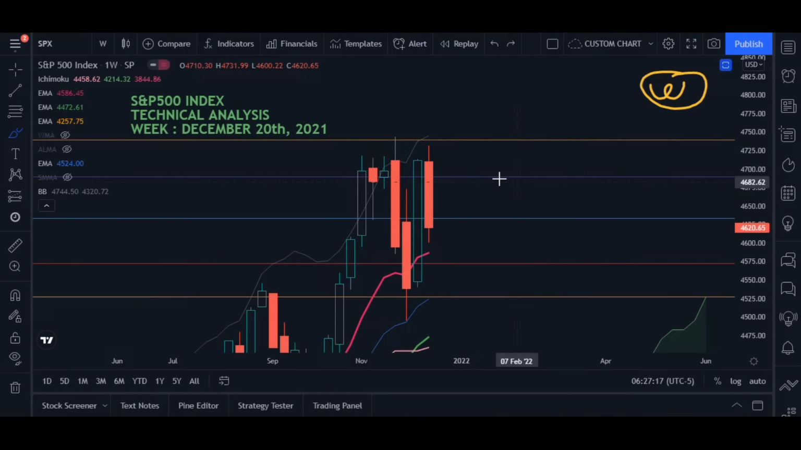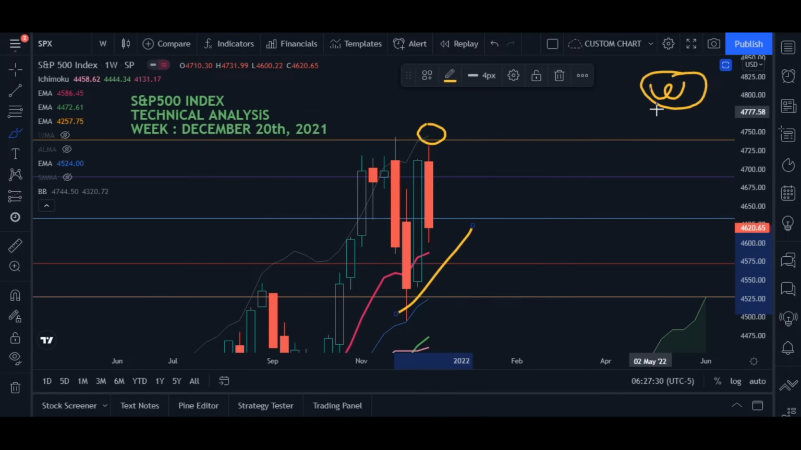Okay, so technical analysis. First, the Bollinger Bands. This is the upper band of the Bollinger Band, and the market has closed above the median of the Bollinger Band. So through Bollinger Bands, the market is bullish on the weekly chart. Market is bullish through Bollinger Band.